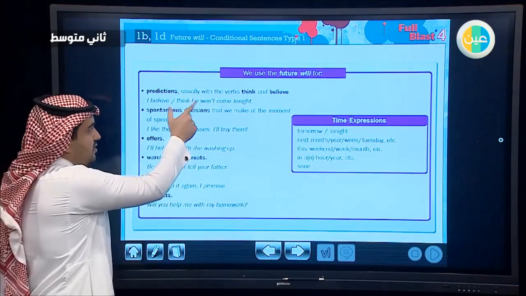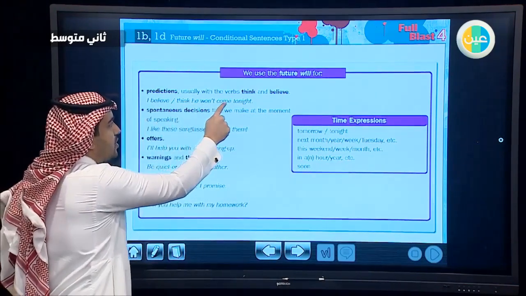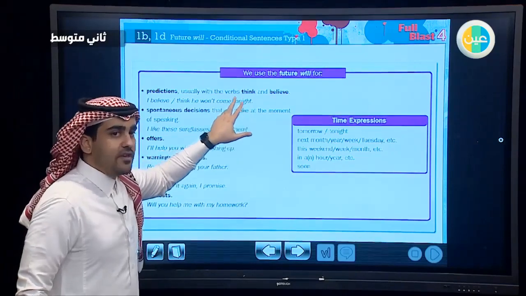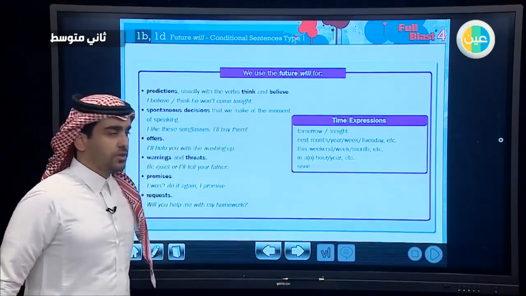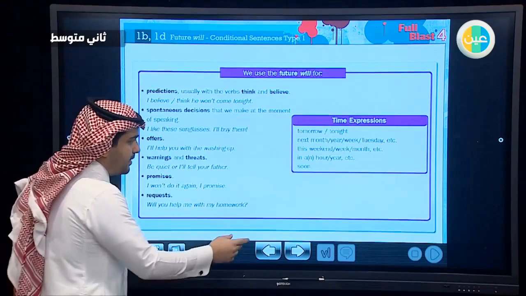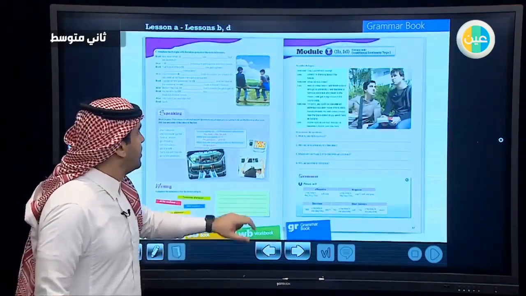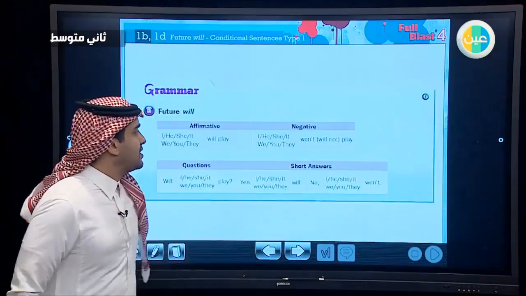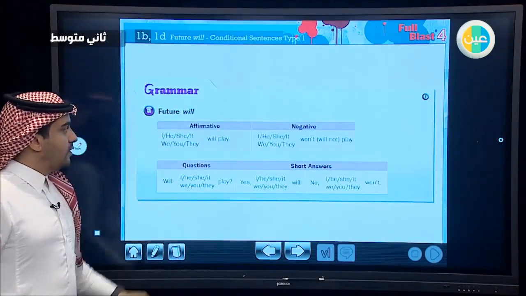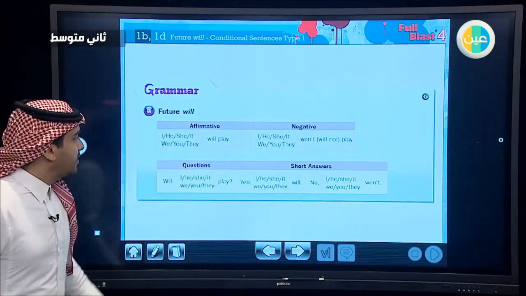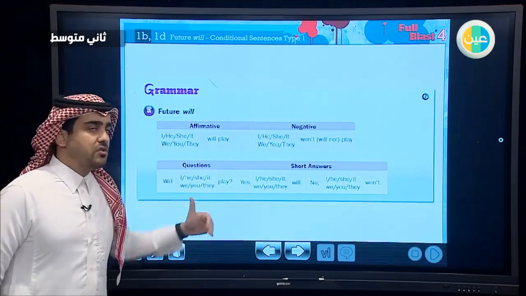You can see it in this sentence: I think he won't come tonight. So this is the time expression that gave this sentence away that it's in the future tense. Now let's go back to the form of the future will. It looks like this. We have an affirmative sentence, we have a negative sentence, and we have questions, how to ask questions using will.